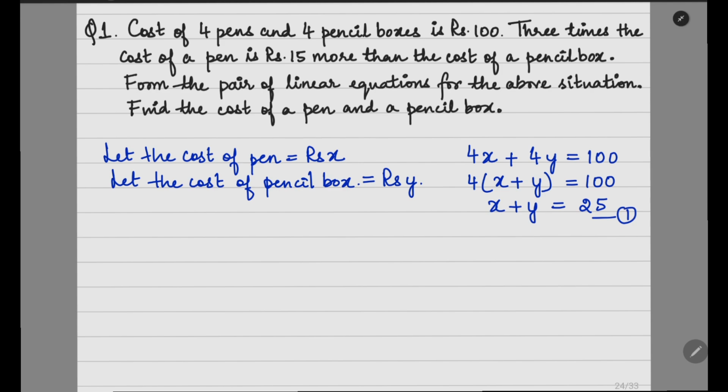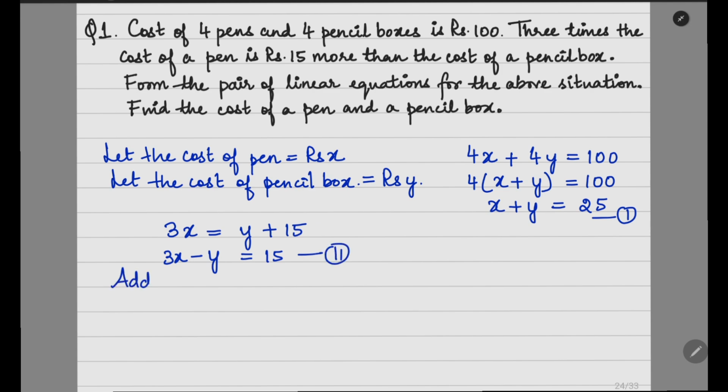The second equation is the second sentence. 3 times the cost of a pen means 3 times x. 3 times the cost is equal to 15 more than the cost of a pencil box. So what is the cost of a pencil box? y plus 15. 15 more, right? So you have 3x minus y is equal to 15. This is your second equation.